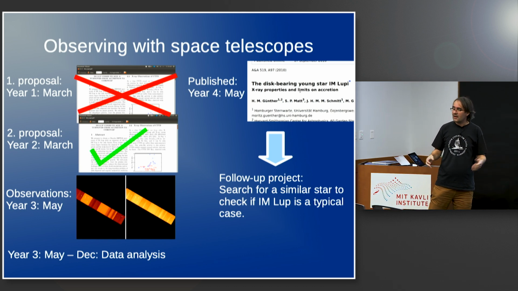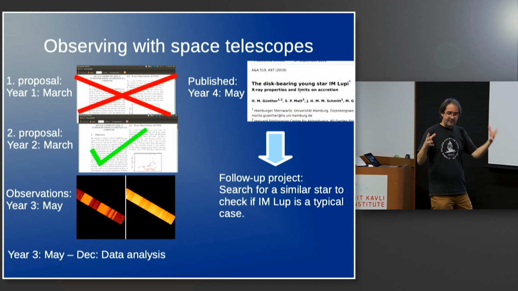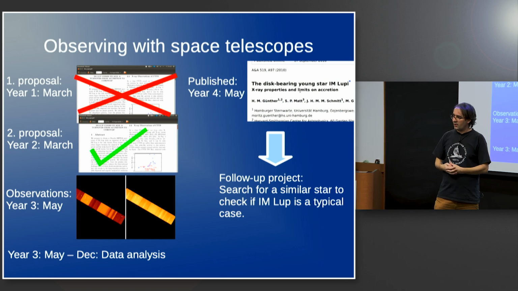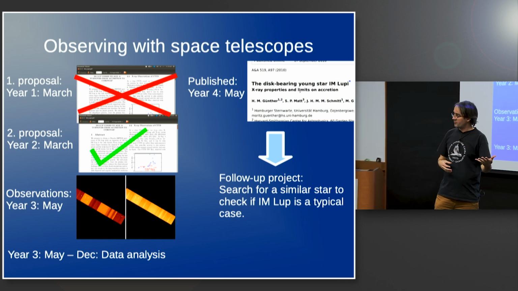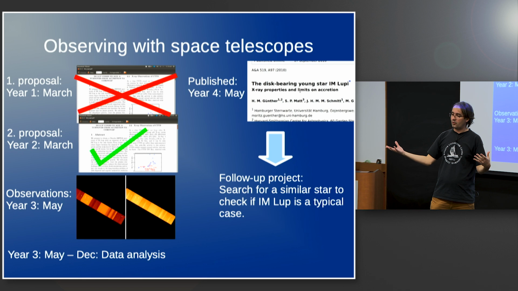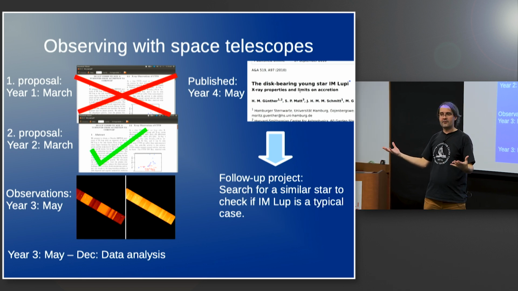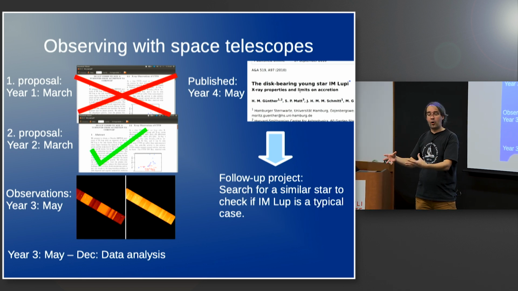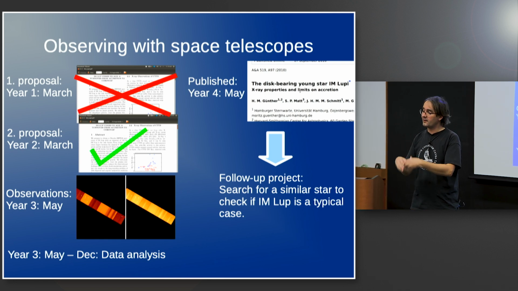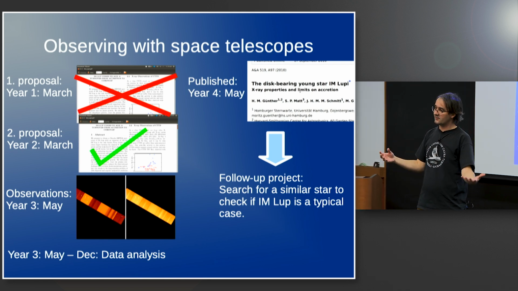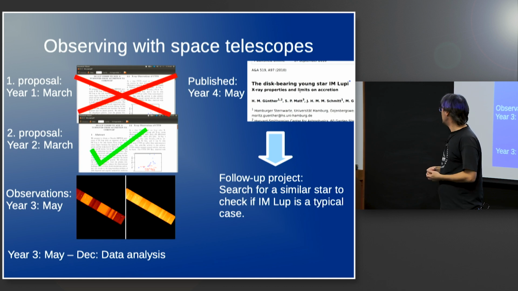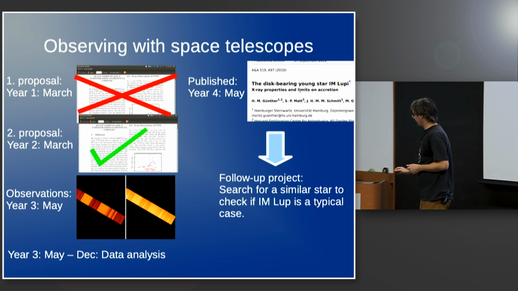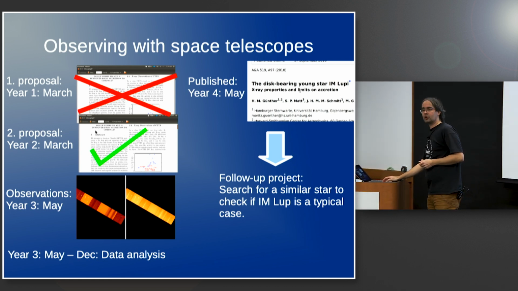Okay, a little better than that. IM Lup is a star that is younger than TW Hydra and that has signs of a disk of accretion. We've looked at TW Hydra before and we want to know if what we've seen there is true for all young stars or only for stars that are 10 million years old, and if younger stars behave slightly differently. Then I send it in, and some group of people is going to look at that.